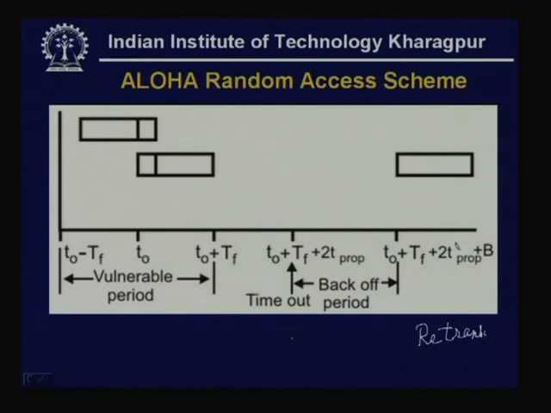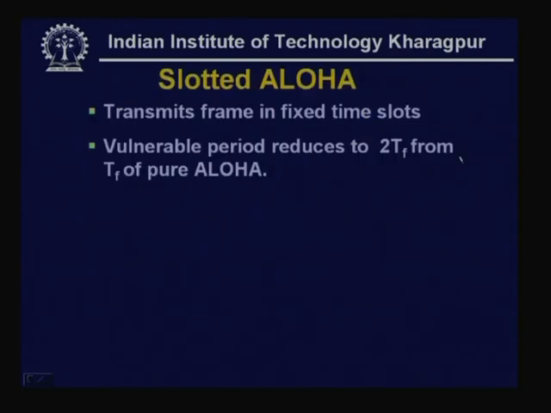So, the retransmission is being performed by all the stations, but the backoff time is different for different stations. You see, after a packet is transmitted, it has to wait for this much duration before it is retransmitted, and this backoff time is random in nature, so that the collision does not occur a second time. Let us see how the performance can be improved in this case.